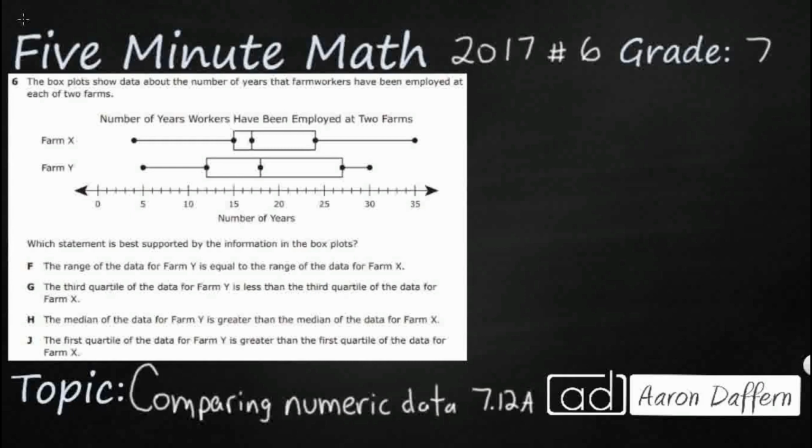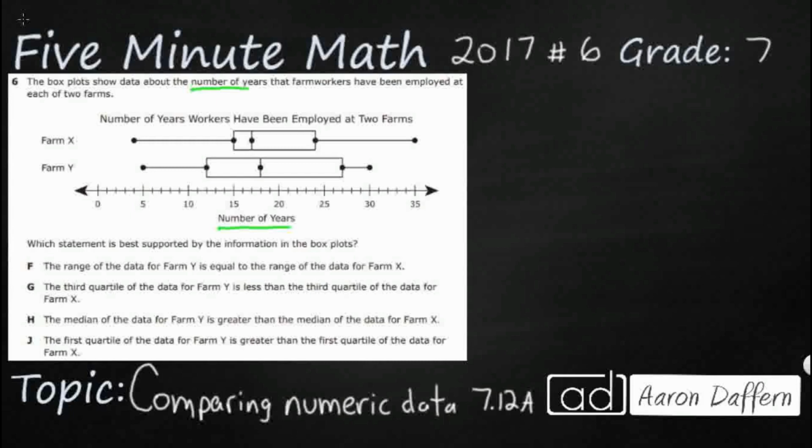So we have two different box plots, sometimes called a box and whisker plot because you've got rectangles with these little lines coming off the side. And they're showing the number of years that farm workers have been employed at each of two farms. And they're on the same box plot scale here at the bottom so that we can compare them easily. So we're going to look at what the box is and the lines and these little dots on the end, what all of that means as we come up.